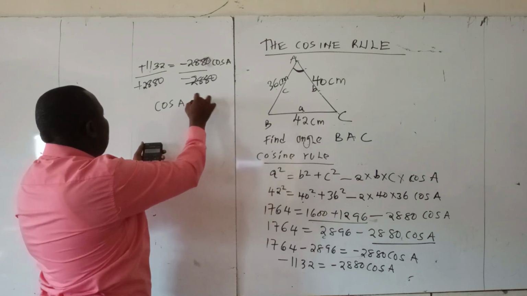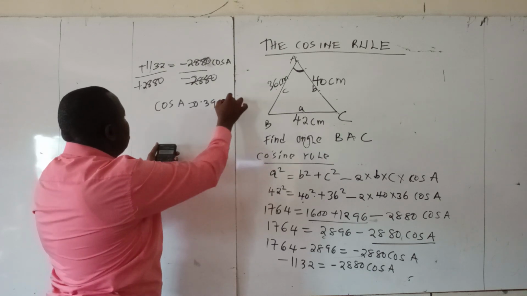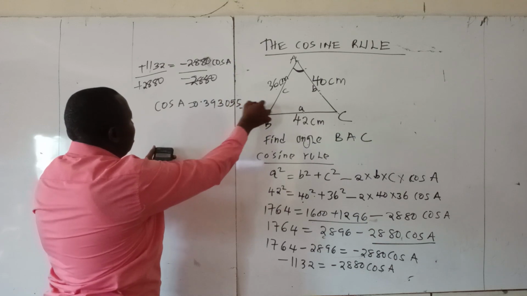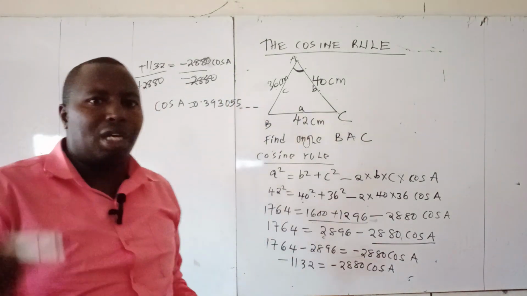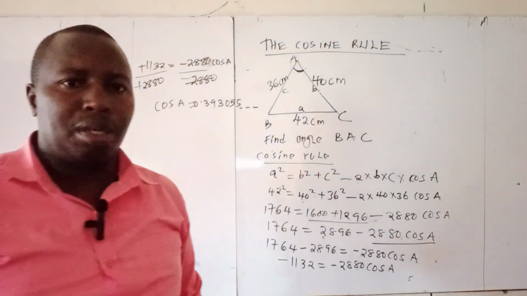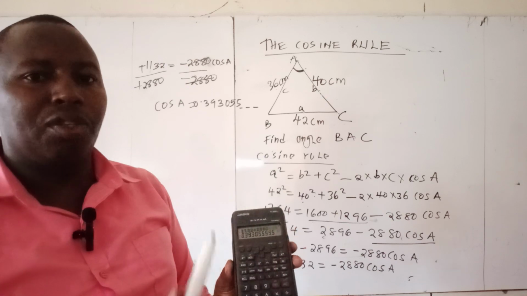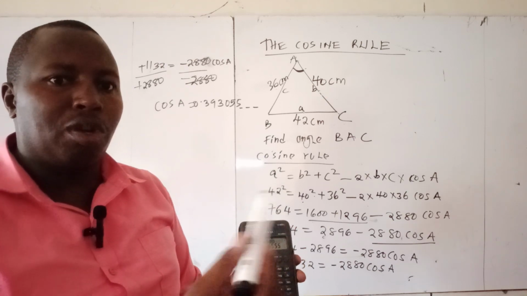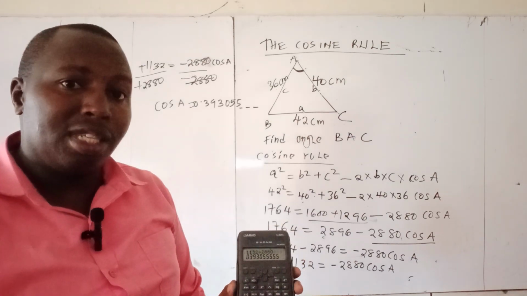This becomes 0.393055, with 5 recurring. But because you want to check this from the maths table, or even from the calculator, the calculator here is the FX82MS. This is the most recommended calculator for the KCSE.